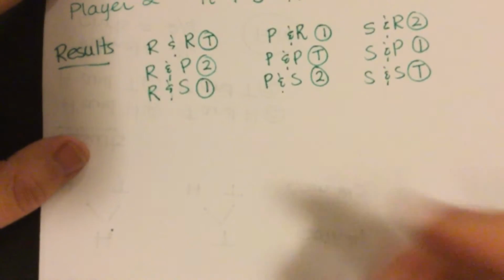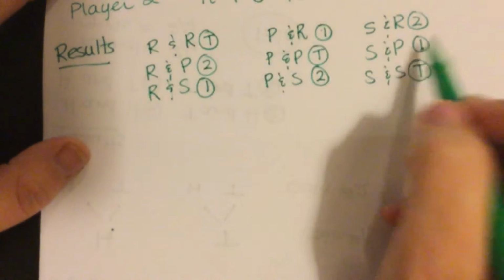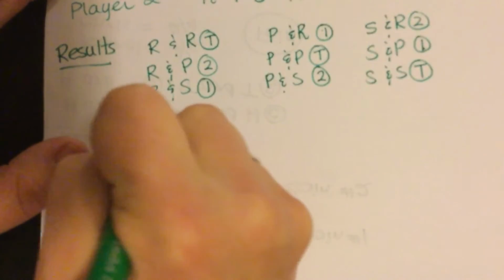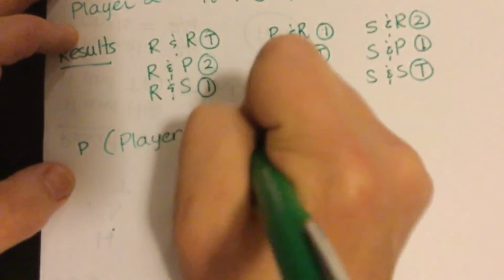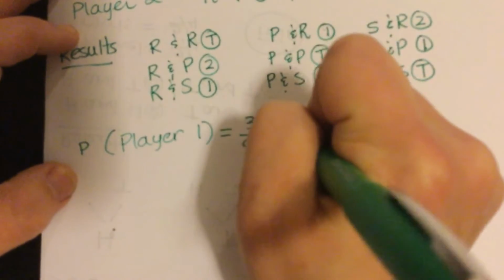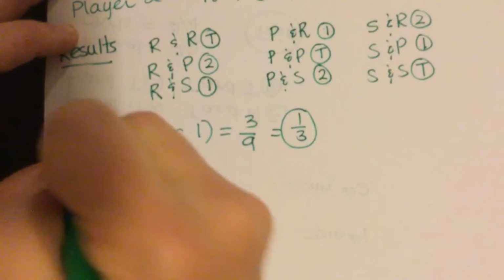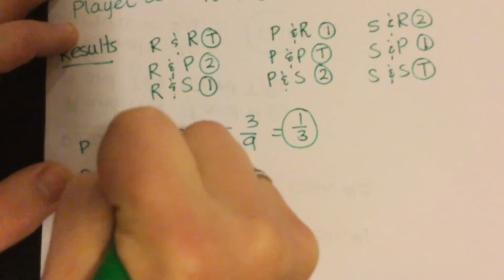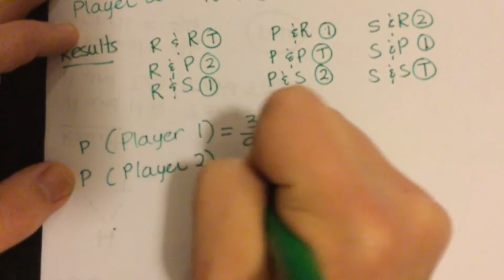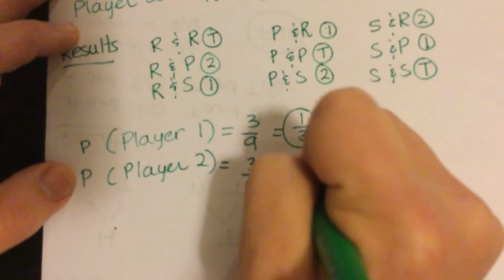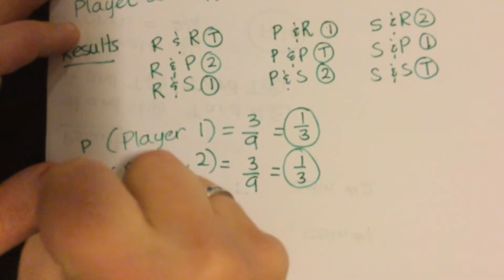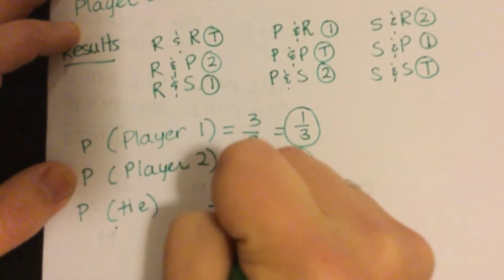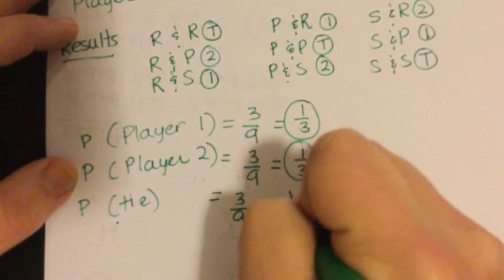The probability of player one winning, we can see that player one won a total of 3 times out of 9 total. So this is equivalent to 1/3 in simplest form. For player two winning, it is also 3 out of 9 total, which is simplified to be 1/3. And then the probability of a tie is also 3 out of 9, which gives us 1/3.